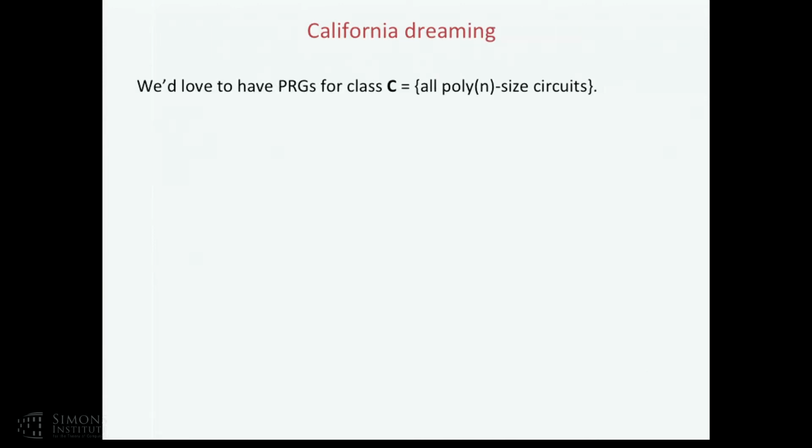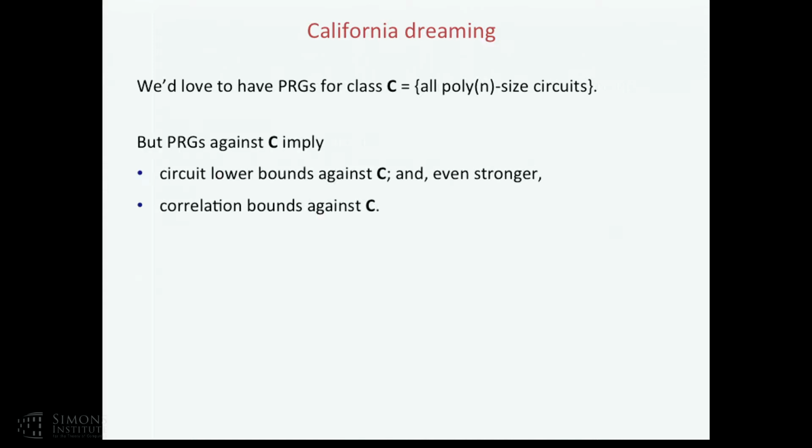OK. So we're in California. We're dreaming. We wish that we had PRGs for the class of all polynomial-sized circuits. But I think all of us know that this is not right around the corner, right? As Leon mentioned, if you have PRGs against a circuit class, this means you have circuit lower bounds against the class. And in fact, you even have average case lower bounds, correlation bounds.